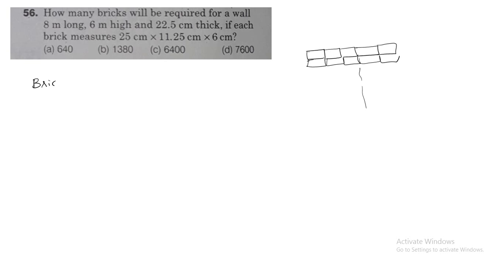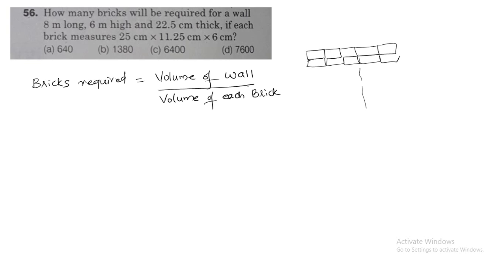Here we need to remember this formula. Bricks required is equal to the volume of the wall, that means the volume of the bigger thing, divided by the volume of the smaller thing, the volume of each brick. So bricks required is equal to volume of wall by volume of each brick. Always consider the biggest one first, and divide by the smallest one.